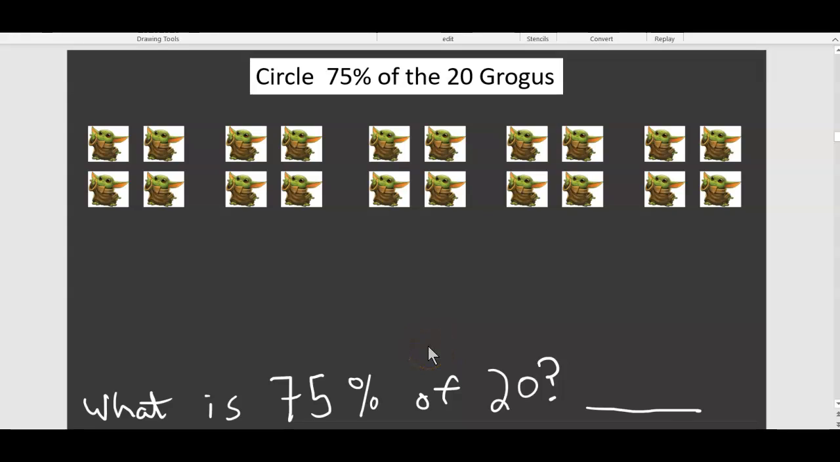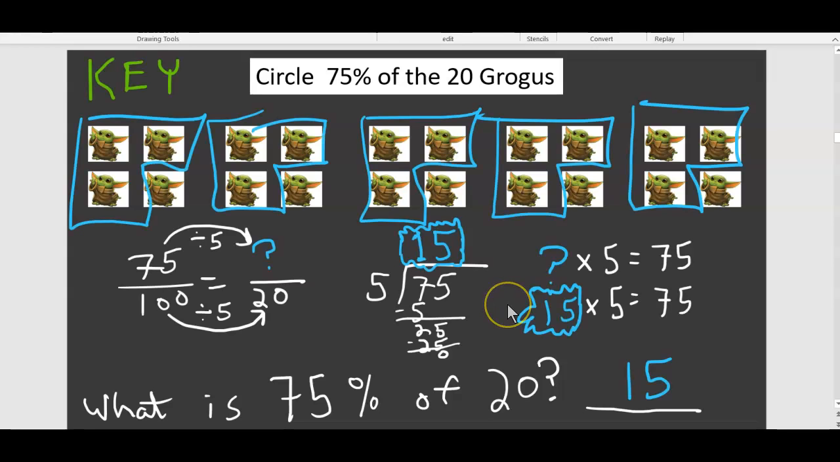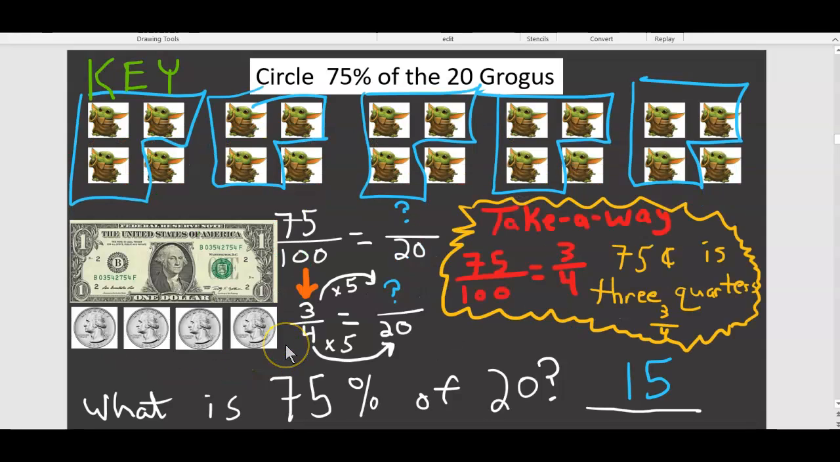Circle 75%. So we get the same idea, so I'm not going to belabor this. I think you guys know what to do. I'll just show you. Looks something like this. Again, whatever you do to the bottom, you do to the top. That's pretty much the name of the game here. But watch what you can do. Here's the big takeaway. What if you just change 75 over 100 into 3/4? So instead of doing 75/100 equals something over 20, 3/4 equals something over 20.